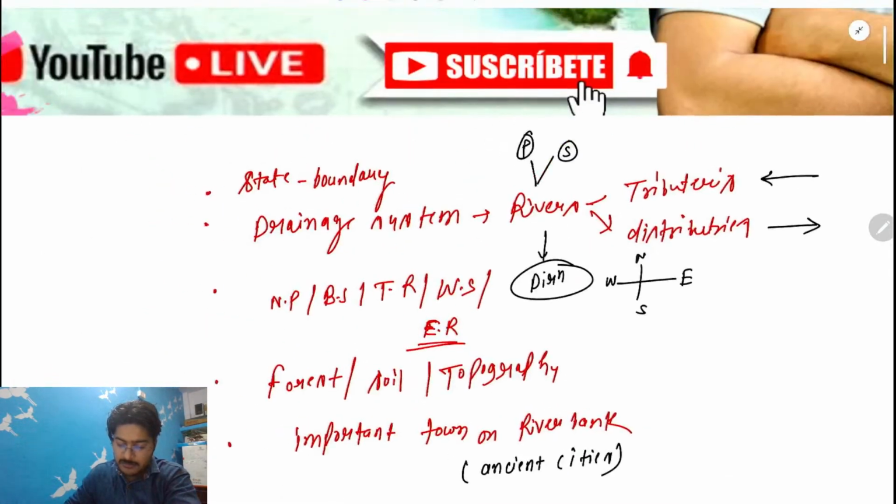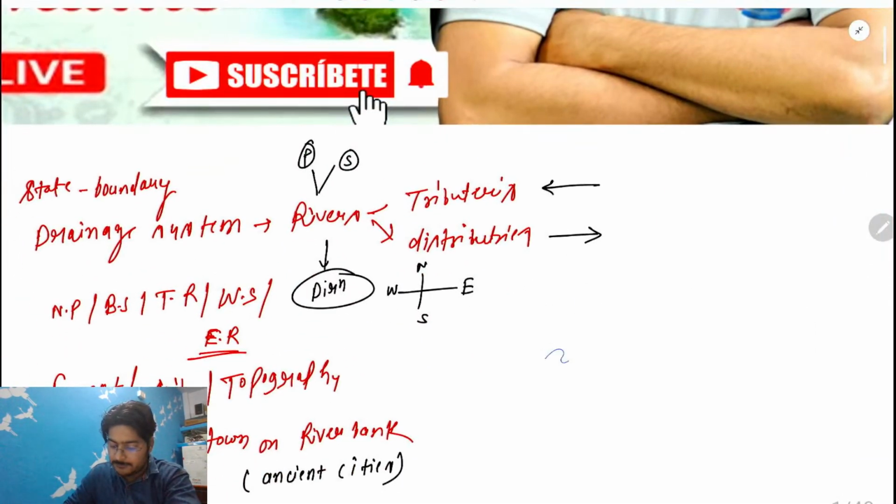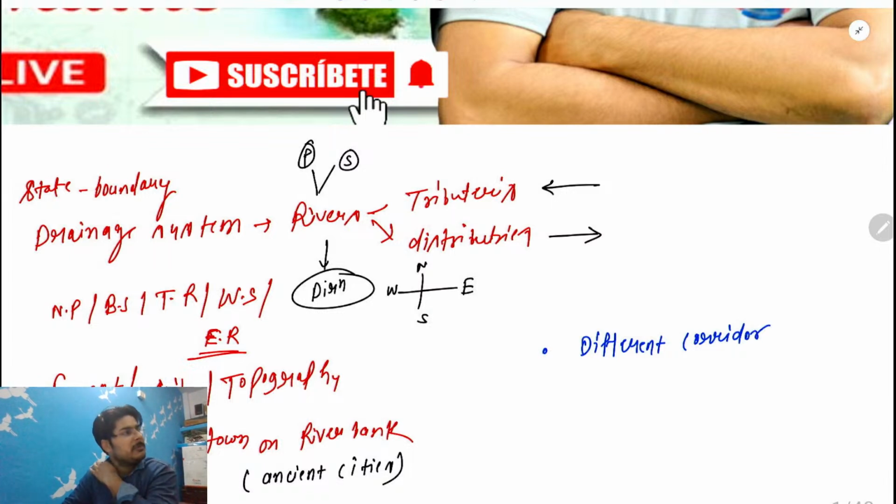We'll discuss the corridors, the different corridors. For example, what is the meaning of a corridor? Say there is one national park and another national park. Two national parks are there, and they are connected by a corridor. So we'll study about that corridor, the different corridors.